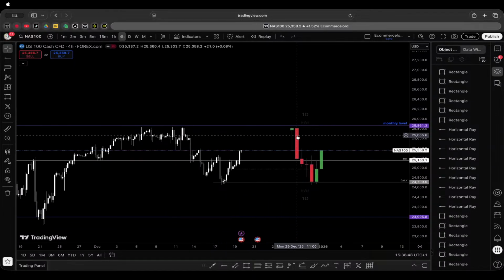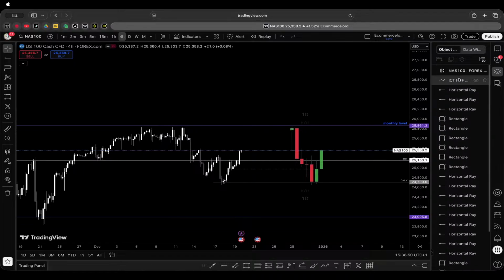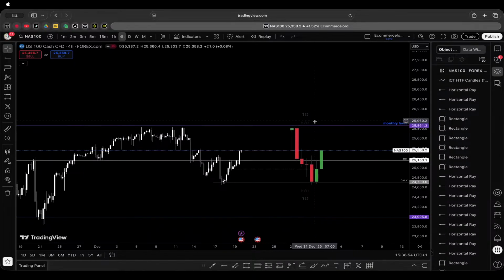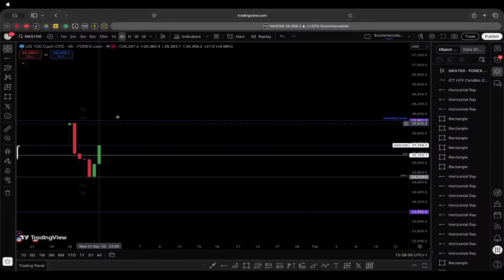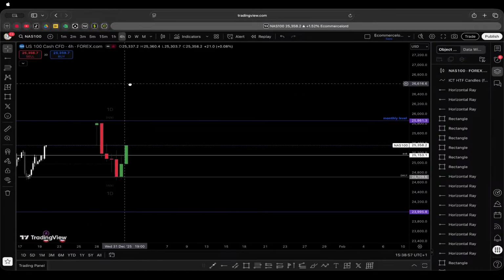I've explained how this one works. This is the name of the indicator, ICT high time frame indicators. So I just say this for daily. I had a 4 hour time frame indicator for this particular indicator too. I don't know, it's gone.